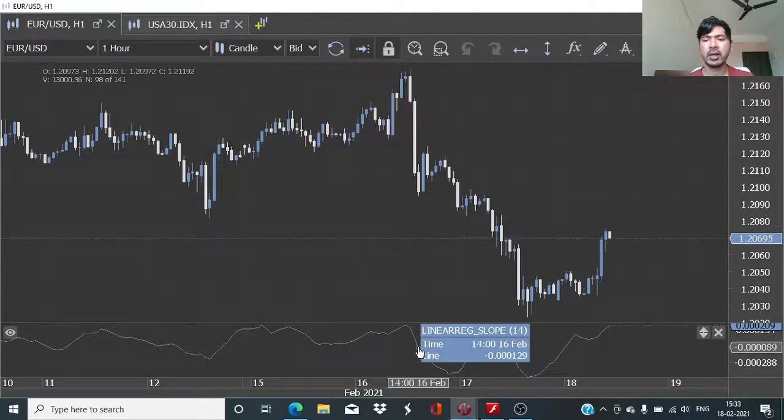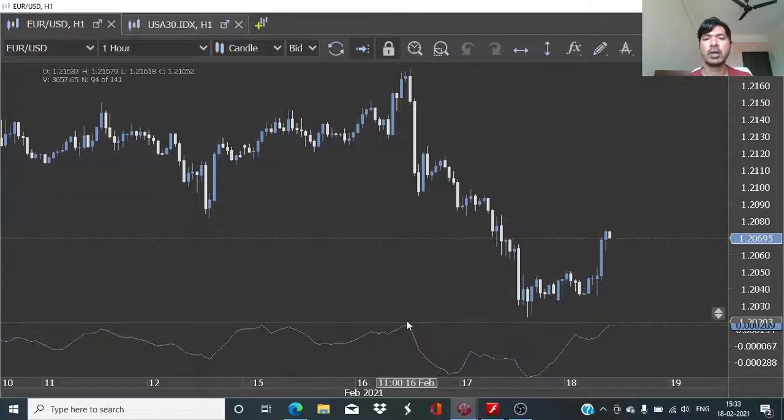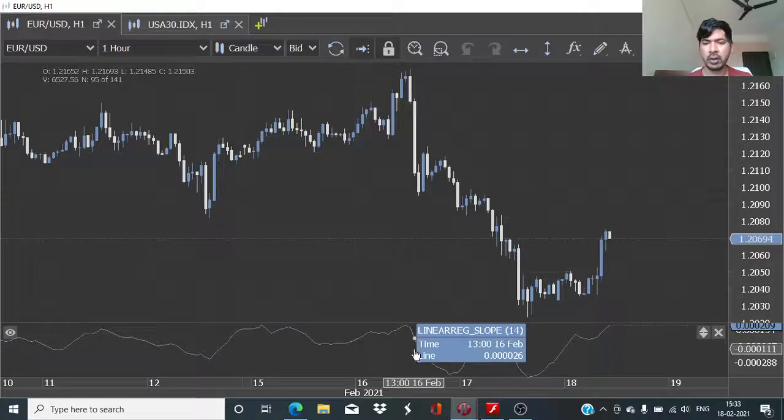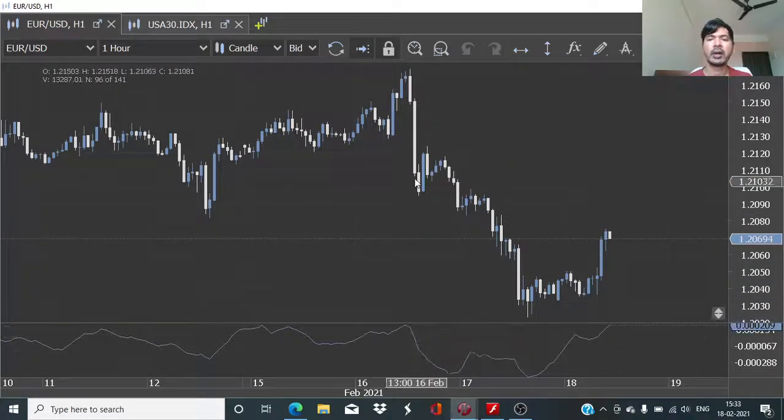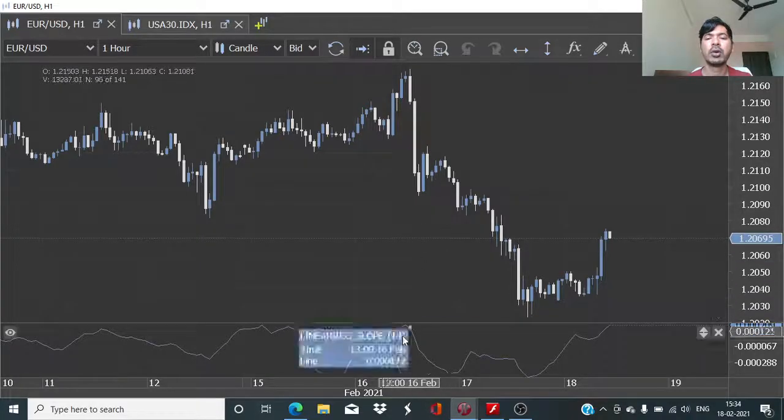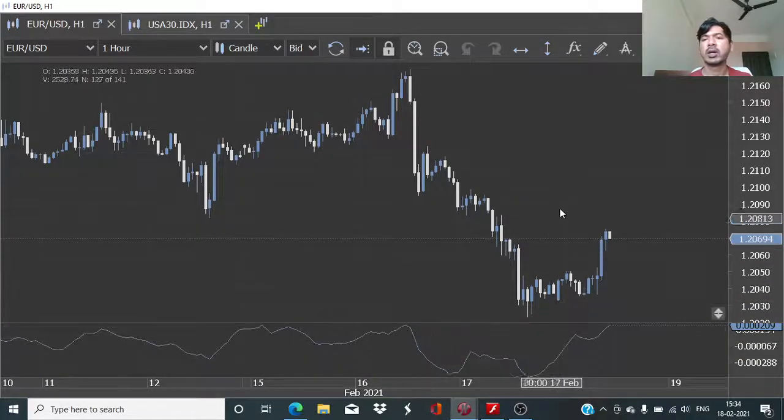We need this linear regression slope to cross in the negative territory from positive territory. That means its value should go below 0 from above 0. So for example, in the session of 16th February, we are seeing such change happening, and as you can see between this 13 GMT and 14 GMT time, we see this crossover, and there is enough volatility also, and then using this volatility we will be placing the order. So this is how this trade system is supposed to work.